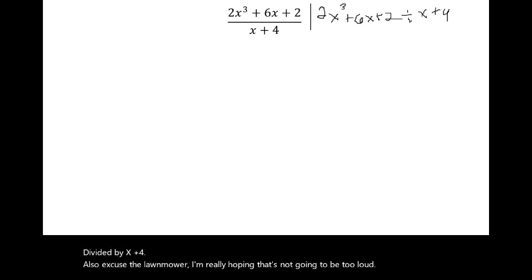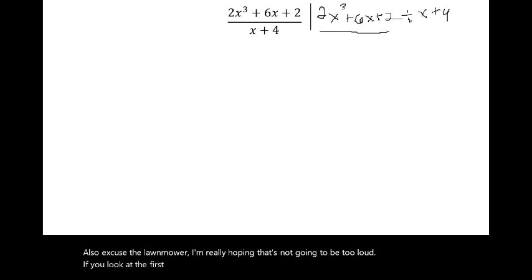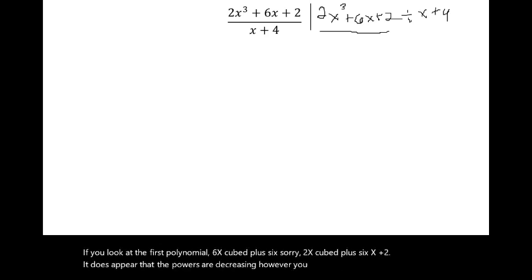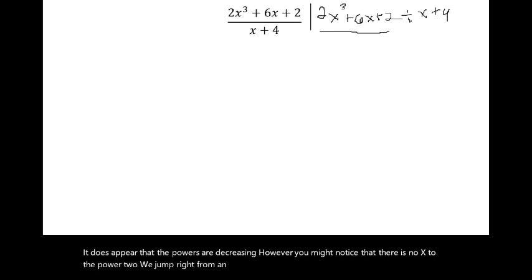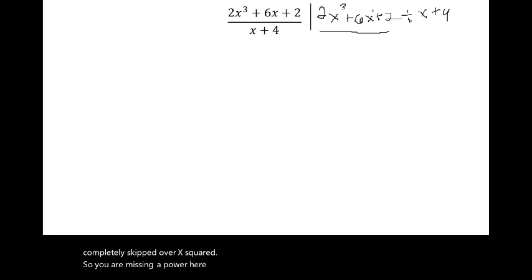Now, if you look at the first polynomial, 2x cubed plus 6x plus 2, it does appear that the powers are decreasing. However, you might notice that there is no x to the power 2. We jump right from an x to the power 3 to an x to the power 1, and it just completely skipped over x squared. So you are missing a power here. You are missing an x squared term.